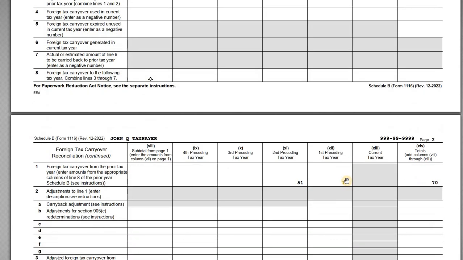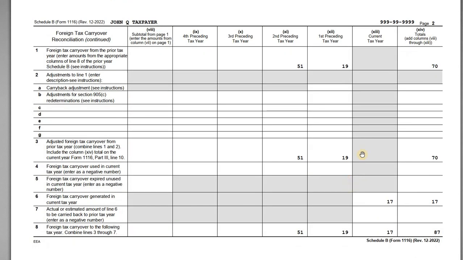And because he has taxes going back two years, right, the 2021 and 2020 year, if we start with this column here, the current tax column, so column 13, this is 2022 for us, right?